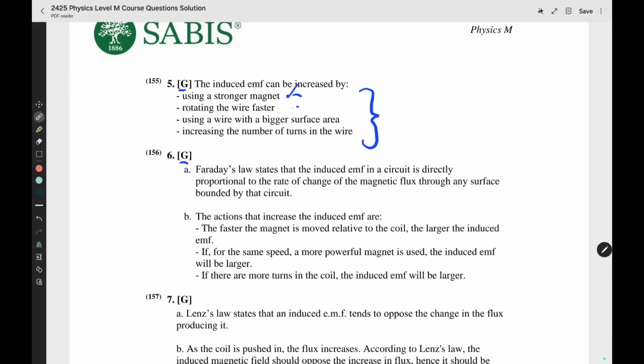Using a stronger magnet, obviously. Rotating the wire faster. I forgot about the stronger magnet. Rotating the wire faster. Remember, F, B, I. You want to increase this, so you need to increase this and this. If you increase the force, you rotate it faster. If you increase B, you're using a stronger magnet. Increasing the number of turns is obviously correct, and so is using a wire with a bigger surface area. These are all correct, but they don't really ask the surface area one. I haven't seen it yet, but memorize it.